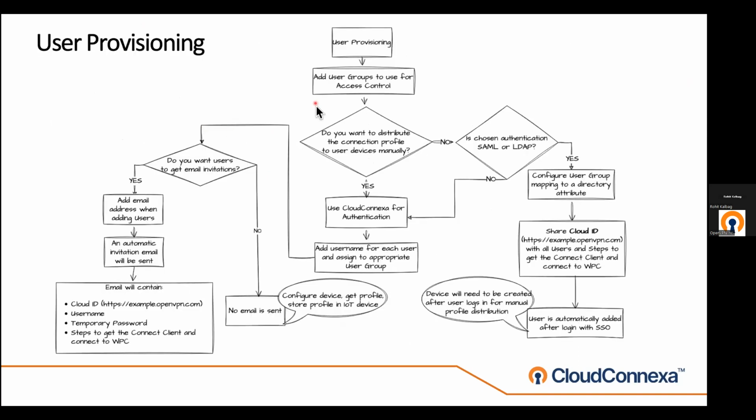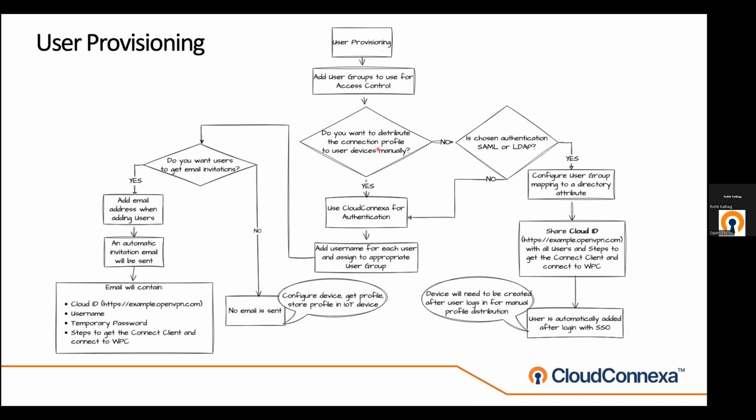Okay, now here's kind of a complicated looking flowchart, but it's not really that complicated. It just shows you some of the options here for user provisioning. And so the first step, as we discussed, is user groups. Second, before you choose the type of authentication, and because authentication is related to user provisioning, you first need to decide how you want to distribute the connection profile to users.